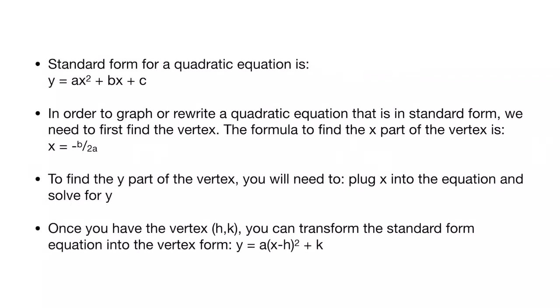And once we have our vertex, we can transform to the vertex form of the equation by writing y equals a, found from the standard form, times x minus h squared plus k.